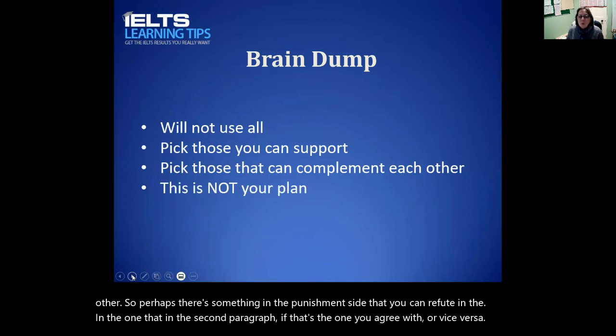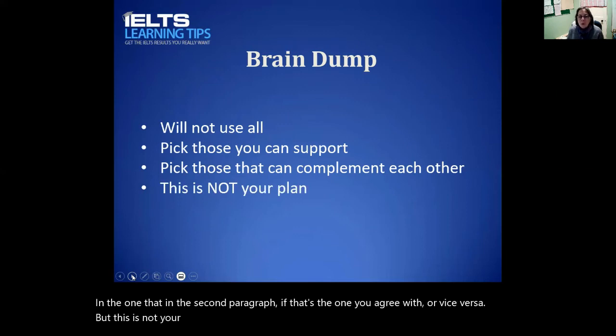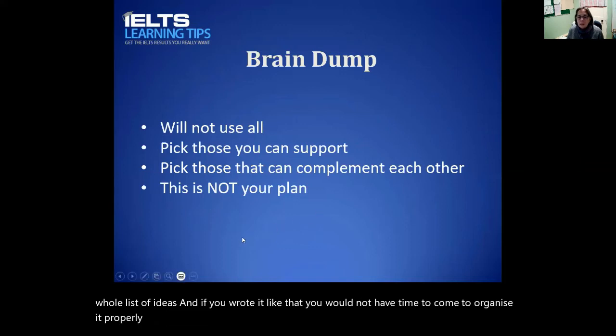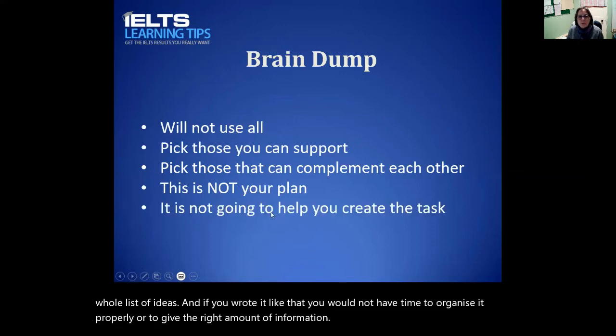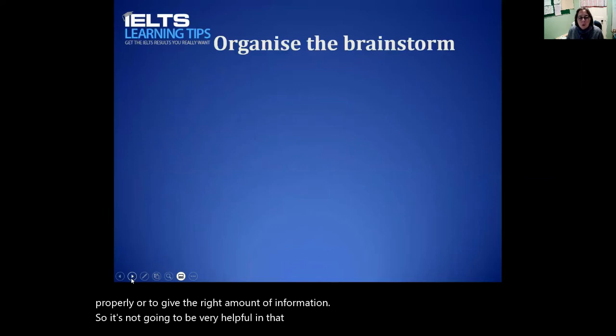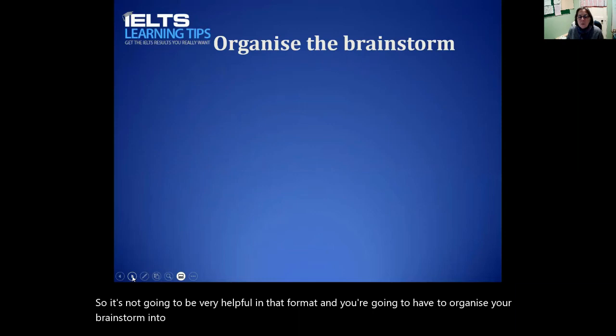But this is not your plan. As you can see, that would not be helpful as a plan because it's just a whole list of ideas. And if you wrote it like that, you would not have time to organize it properly or to give the right amount of information. So it's not going to be very helpful in that format. And you're going to have to organize your brainstorm into a better kind of plan that's going to help you. So I've done that here.